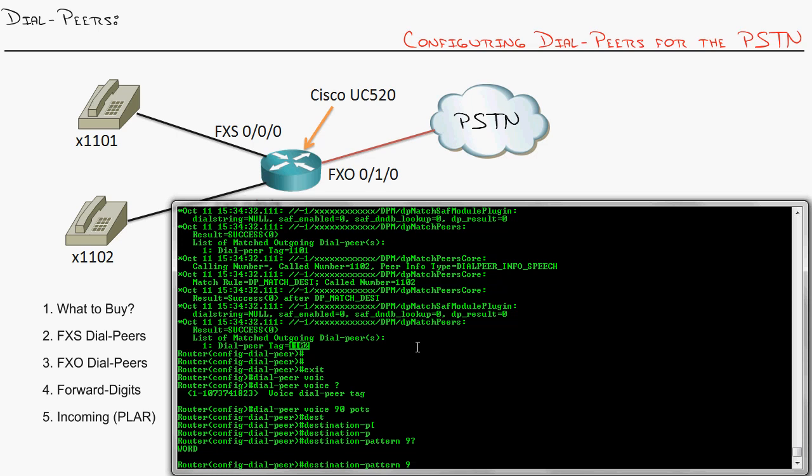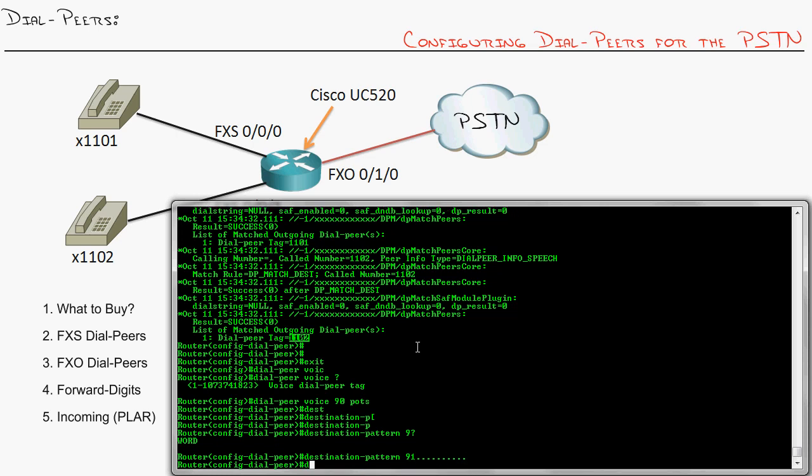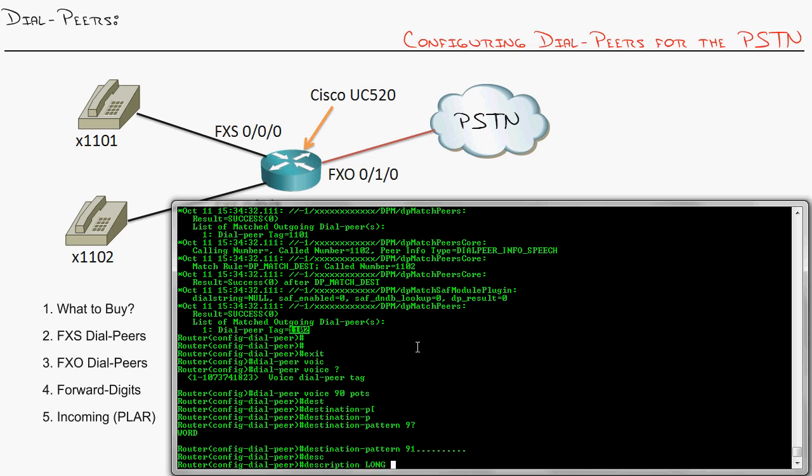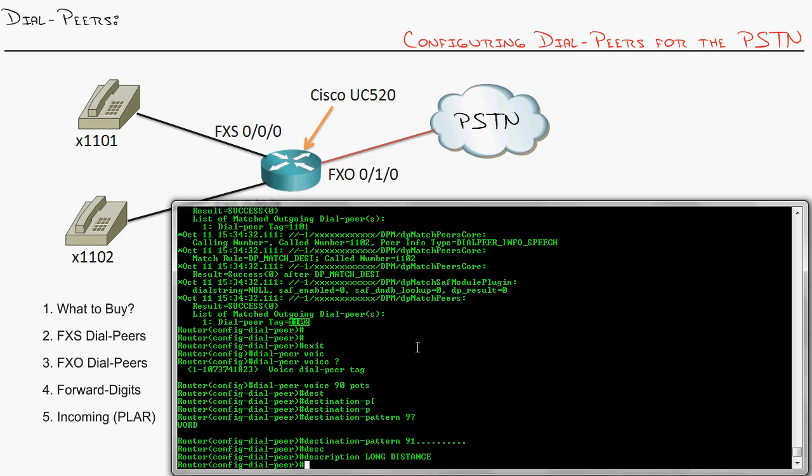And then I'll say, okay, the next digit will be a 1. That's gonna be long distance. Then I'm gonna use a wildcard of a dot, which represents any digit. So there's my 3-digit area codes, my 3-digit prefix, and my 4-digit suffix. Just like that, I now have long distance dialing set up, and I'll send it out port 0/1/0.